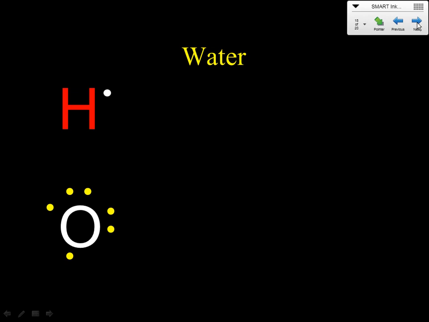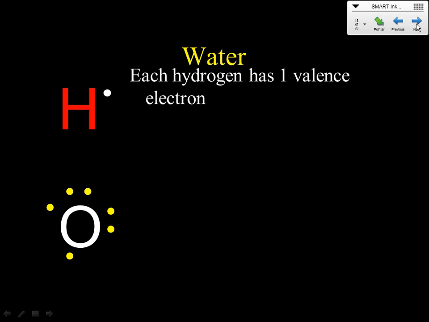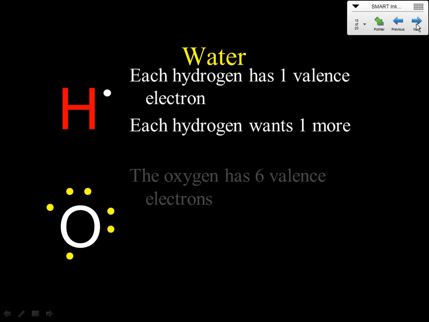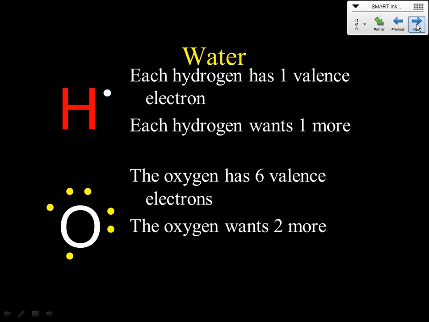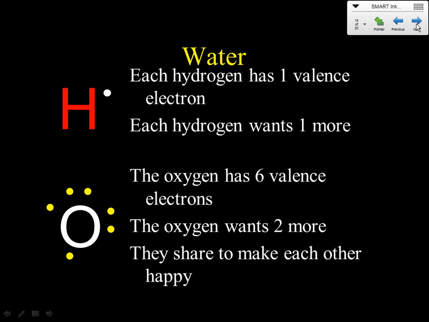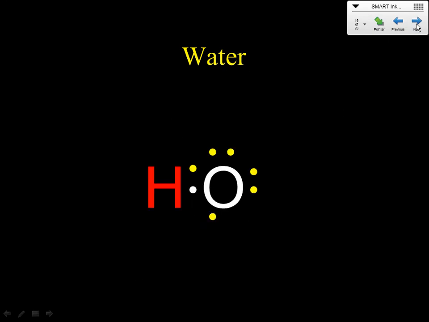Another example, hydrogen and oxygen. Hydrogen has 1 valence electron, and remember its outer shell needs a grand total of 2 to become a full shell. We have oxygen here, which has, if we count them, 1, 2, 3, 4, 5, 6. So it's going to need 2 more to fill up its outer shell. Each hydrogen has 1 valence and wants 1 more. The oxygen has 6 valence electrons, and it wants 2 more. So they're going to share to make each other happy.